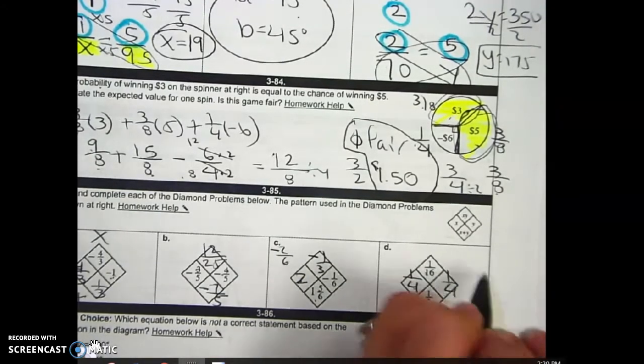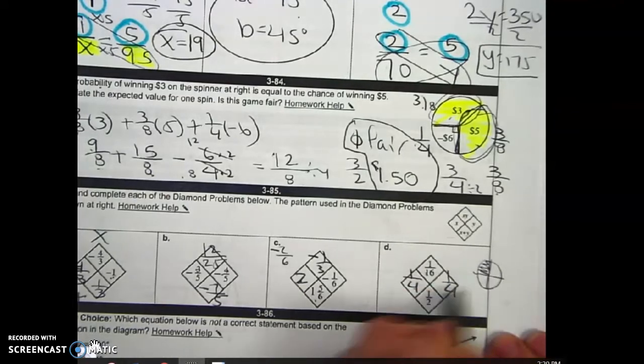And a quarter, if I have a quarter of the pizza and another quarter of the pizza, that's half the pizza. That was a rough one.